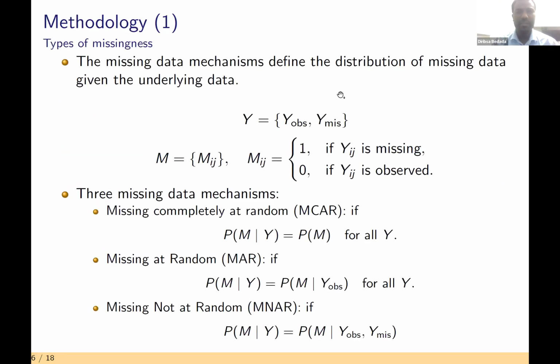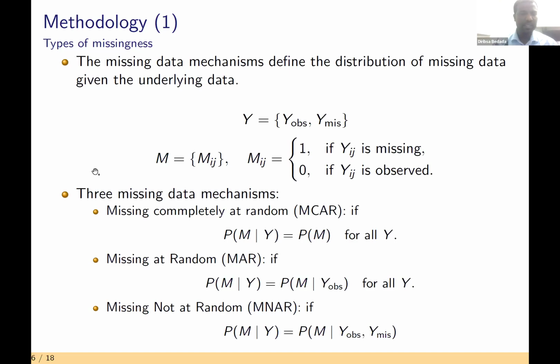So the missing data mechanisms define the distribution of missing data given the underlying data. Suppose in the given data set, we represent the observed information by Y observed and the missing information by Y missing. So for each variable in the data set, we can have observed values and missing values. So we can generate an indicator variable Mij for the ith individual in jth enumeration area: 1 if Yij is missing, 0 if Yij is observed.